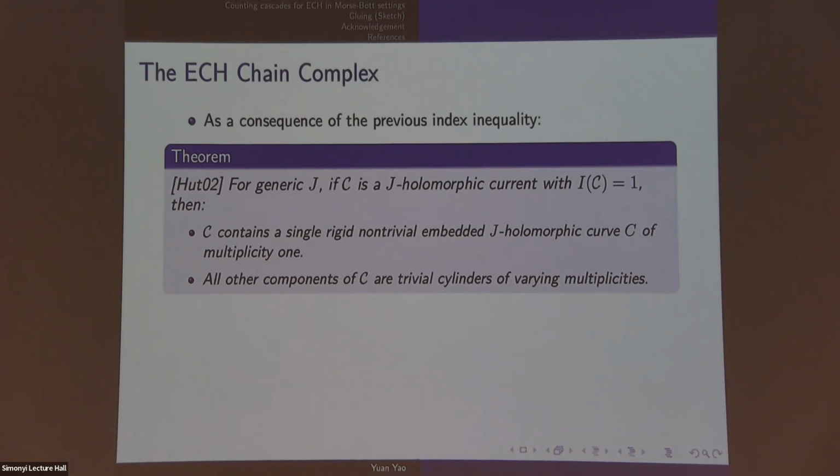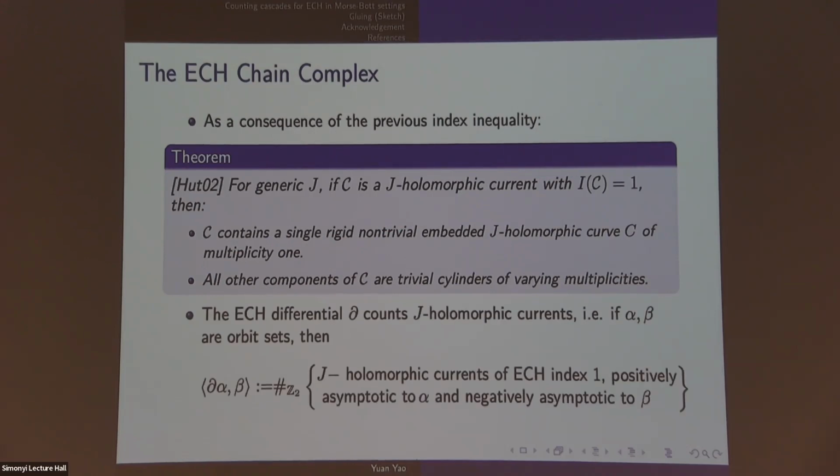As a consequence of the previous index inequality, this is a more precise statement, you can actually use the ECH index to pick out J-holomorphic currents to count. So for a generic J, if you have a J-holomorphic current with ECH index 1, then the current contains a single rigid, non-trivial embedded J-holomorphic curve of multiplicity 1. And everything else is just trivial cylinders of various multiplicities. So this ECH index 1 condition tells you what to pick out; you're basically counting these things.